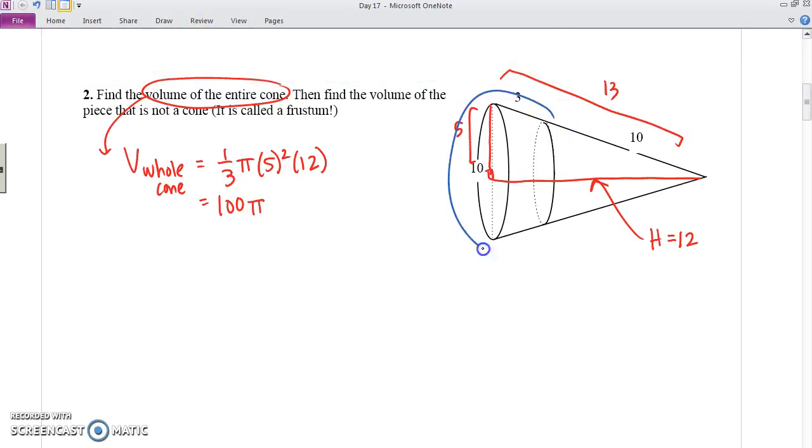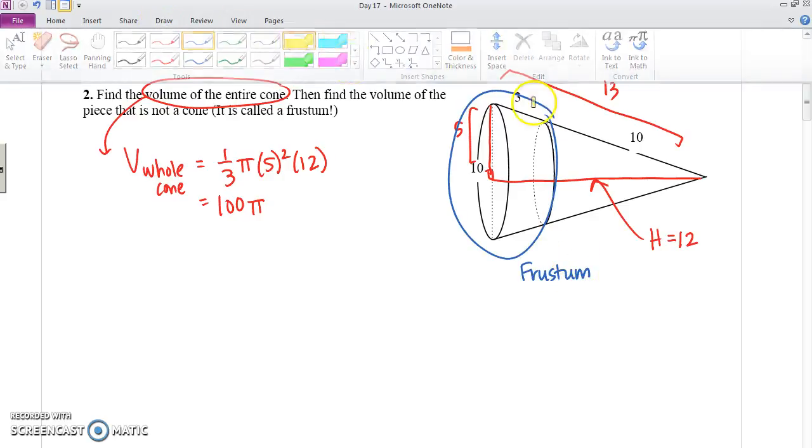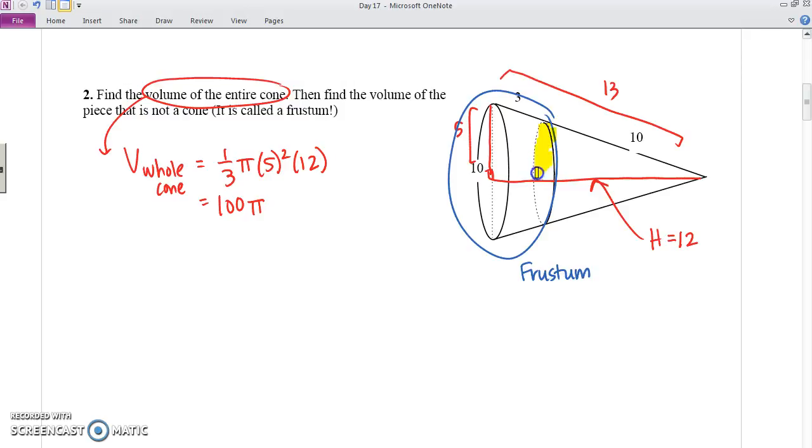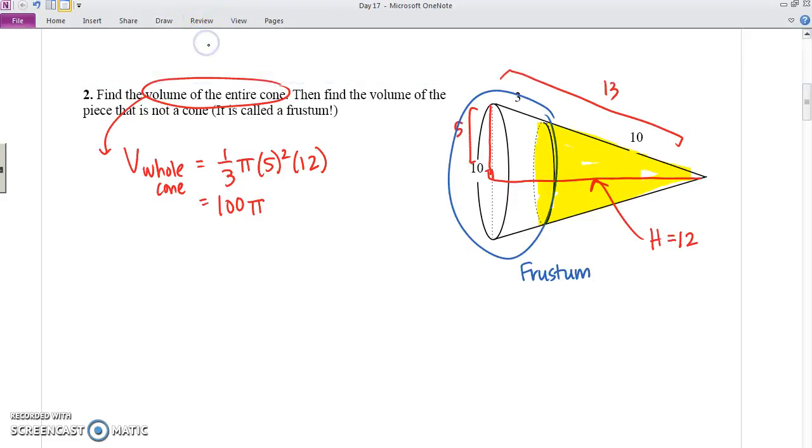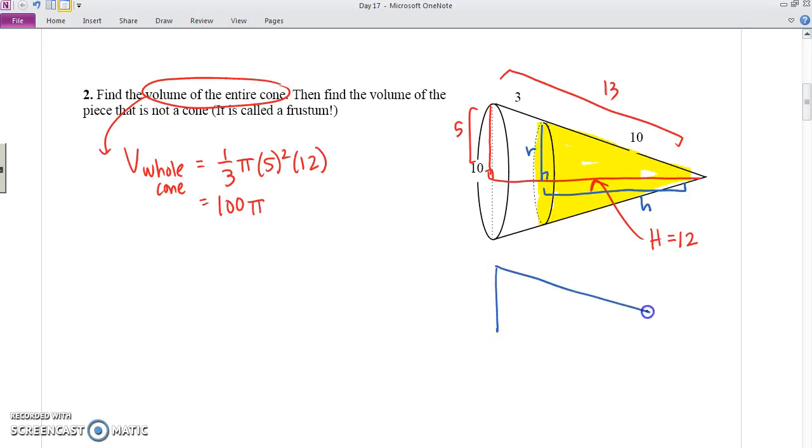And the way we're going to do that is by subtracting this top cone. I'm going to highlight it here in yellow. Okay? We're going to subtract that volume. Right, let me erase what I wrote there. And in order to do that, I need to find the height and the radius of this little triangle. Okay? So I'm going to redraw this.